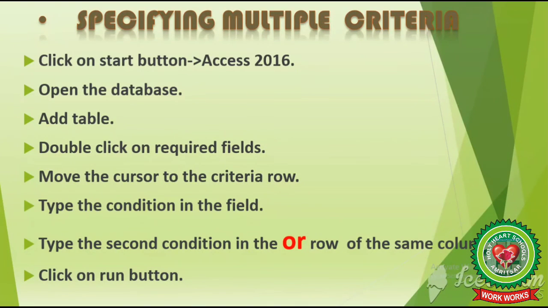Now I am going to speak the steps for specifying multiple criteria. Number 1, click on Start button, Access 2016, open the database, add table, double click on the required fields, move the cursor to the criteria row, type the condition in the field, type the second condition in the OR row of the same column, and last is click on the Run button.